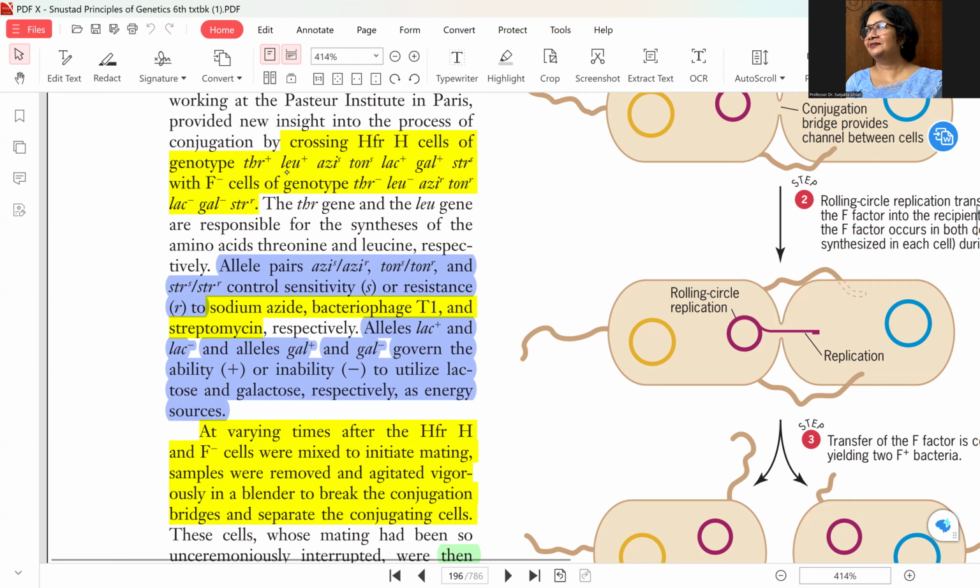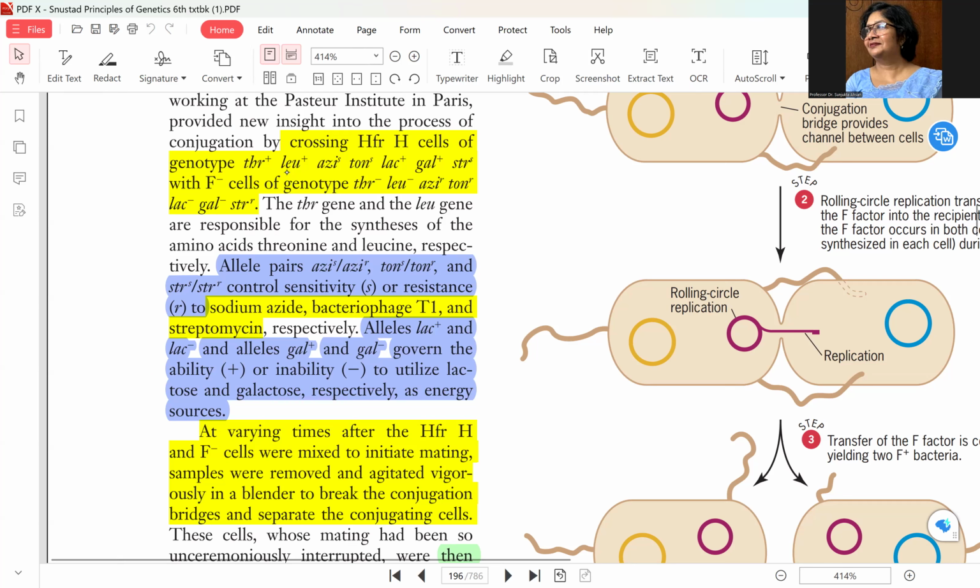Now, in the case of F factor, there are two origins which are present. One is ORI-T, which is the origin of transfer, and the other is ORI-V, which is the origin of replication. There is also a third origin which is present in F factor, that is ORI-S, which is a secondary origin of replication. The function of ORI-T is to act as an origin of transfer of the F factor from the donor cell into the recipient cell. So whenever transfer occurs during conjugation, it starts from ORI-T.